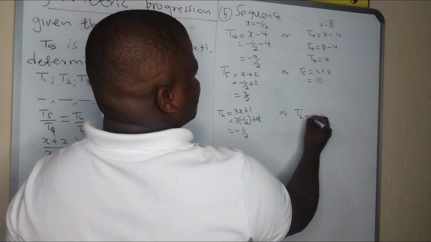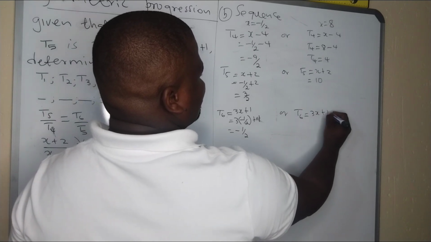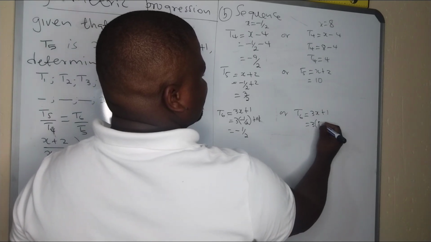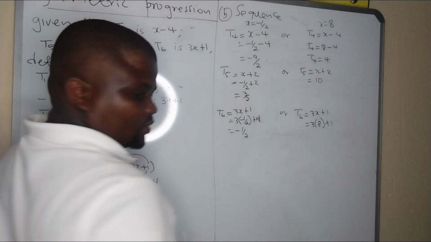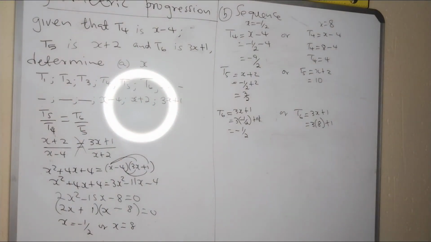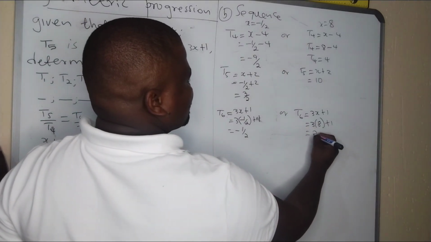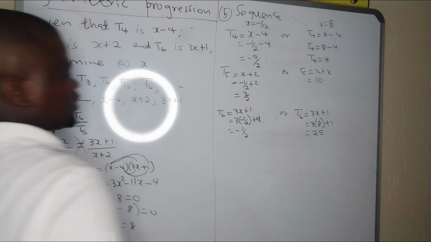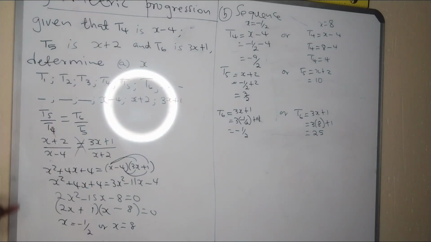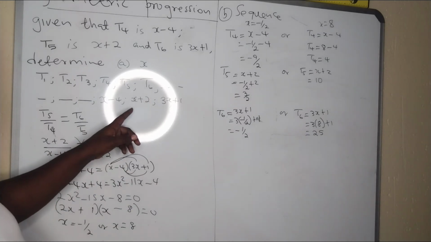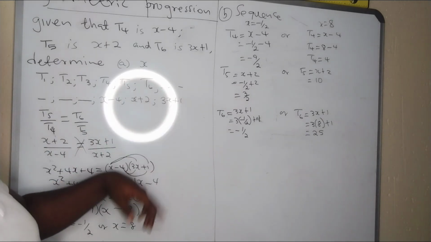And then T6 is going to be 3x plus 1, which is going to be 3 into 8 plus 1. When I do all that, I can see that 3 times 8 is 24 plus 1. This would be what? This would be 25. But still, I don't have term number 1, I don't have term number 2, I don't have term number 3. All that I have is term 4, term 5, term 6.